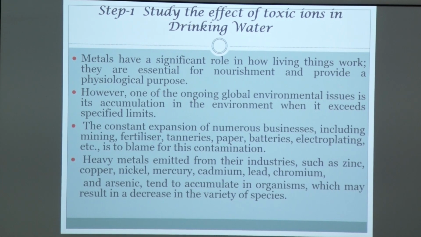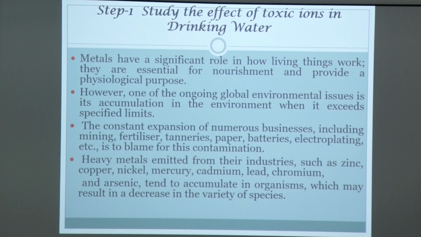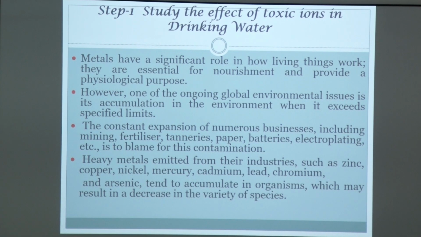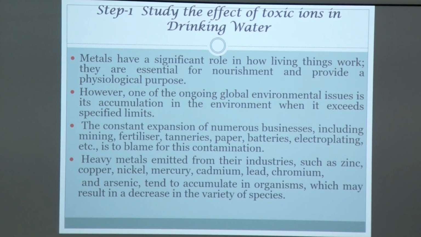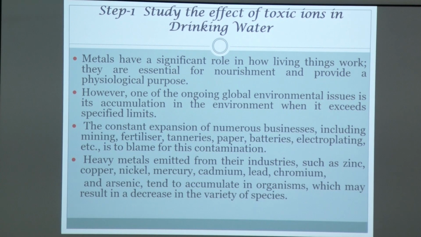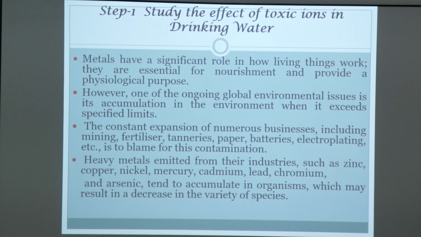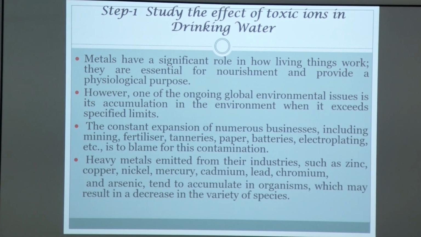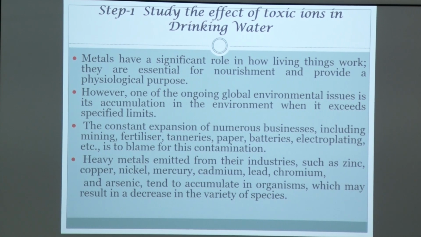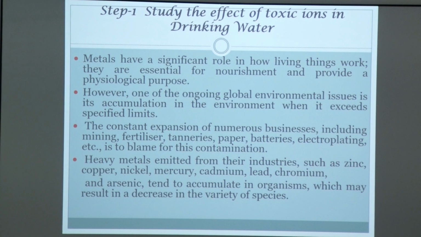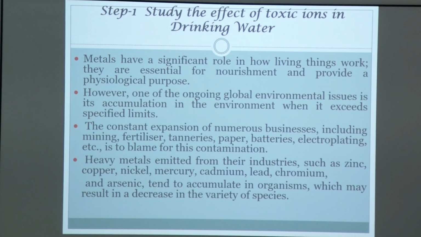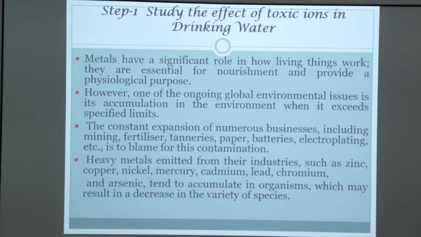Metals have a significant role in how living things work. They are essential for nourishment and provide a physiological purpose. However, one of the ongoing global environmental issues is their accumulation in the environment when it exceeds the specified limit. The constant expansion of numerous businesses, including mining, fertilizers, tanneries, paper, batteries, electroplating, etc., is to blame for this contamination. Heavy metals emitted from these industries, such as zinc, copper, nickel, mercury, cadmium, lead, chromium, and arsenic, tend to accumulate in organisms, which may result in a decrease in the variety of species.